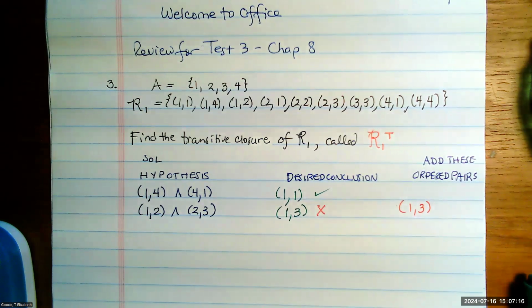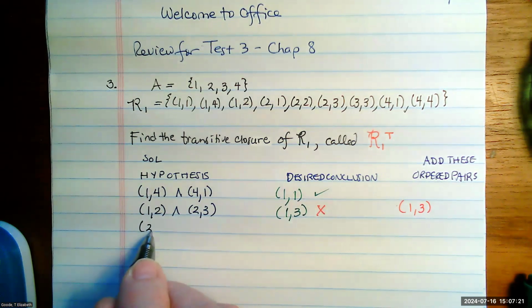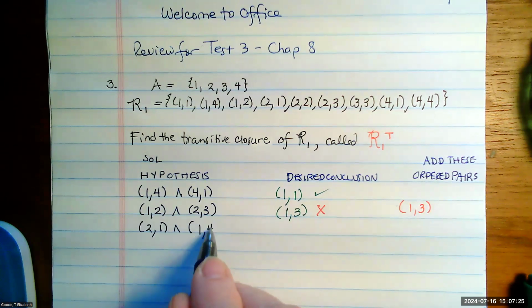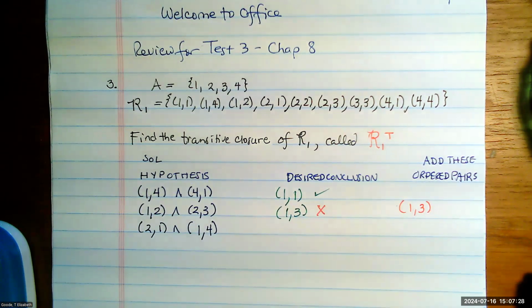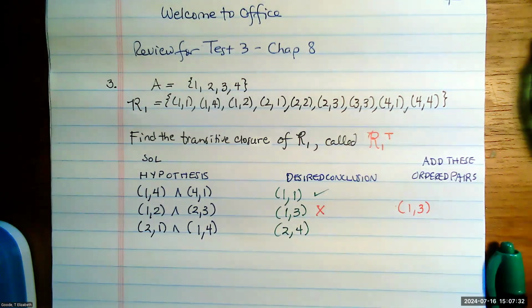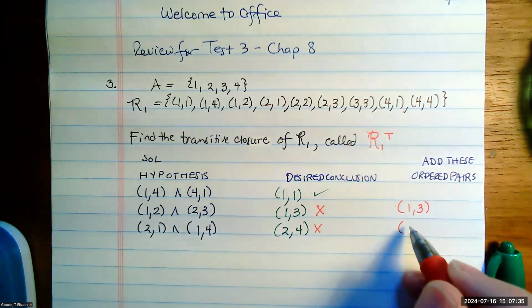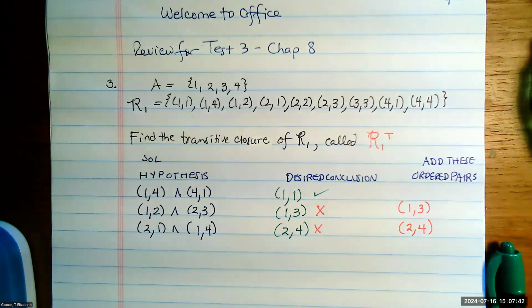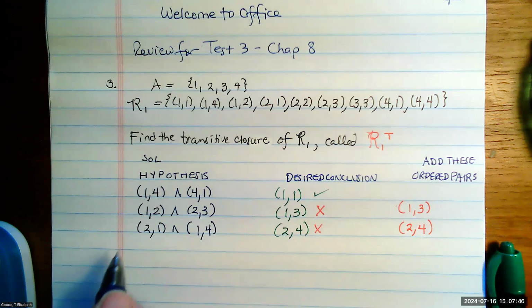2, 1. How about 1, 4? 2, 1 and 1, 4 gives 2, 4. Do we have 2, 4? No, we do not, so let's add 2, 4. Keep going. 2, 3 and 3, but I think that one's okay. Never mind.